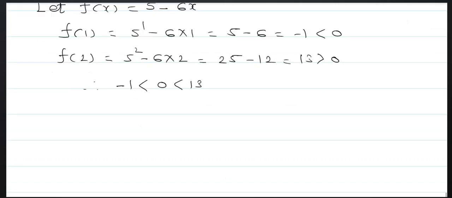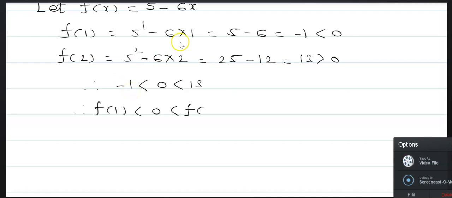It means that the root lies between 1 and 2, because the value minus 1 is here, and here is 13. In between there is one more value, which is 0. That is f of 1, and here is f of 2.